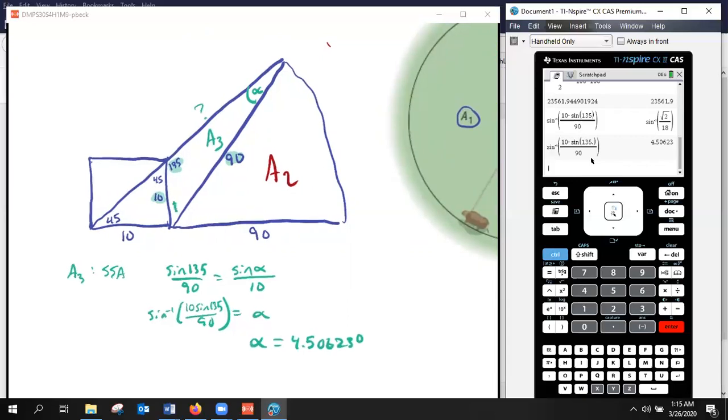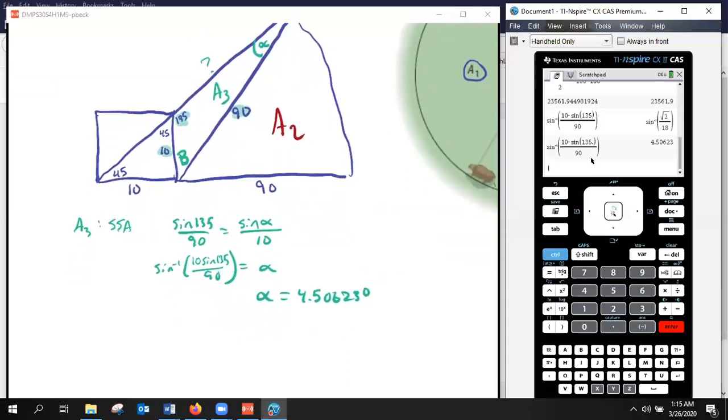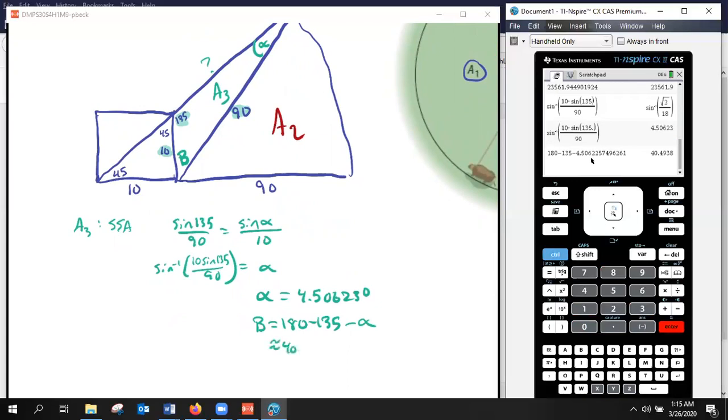Now, what's the benefit of knowing alpha? It's so that I can find what I'm going to call angle beta. To find angle beta, we are going to take 180 minus 135 minus that angle alpha that we just found. So 180 minus 135 minus the alpha that we found gives me an angle of 40.4938.